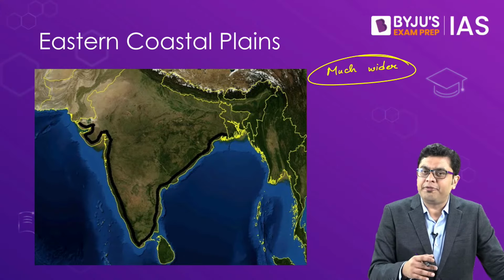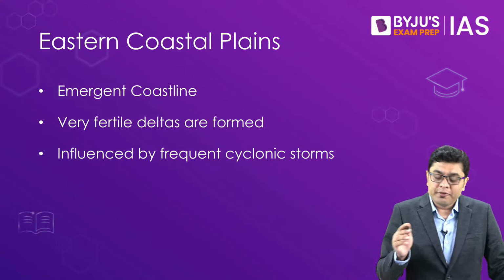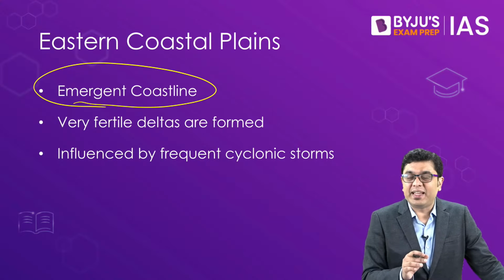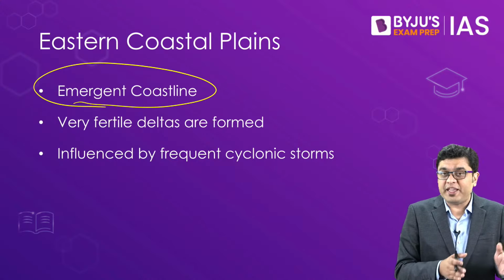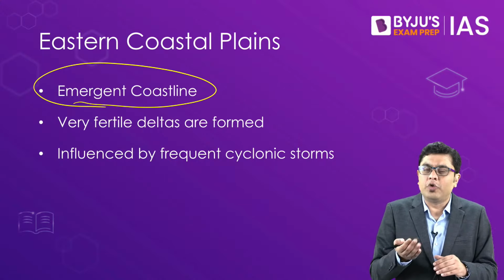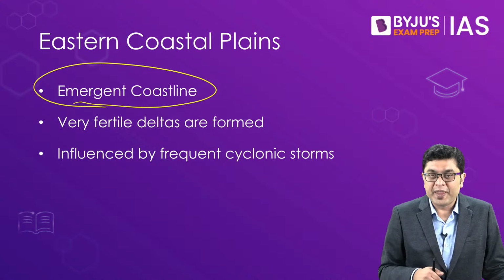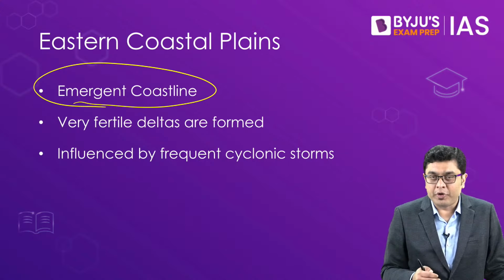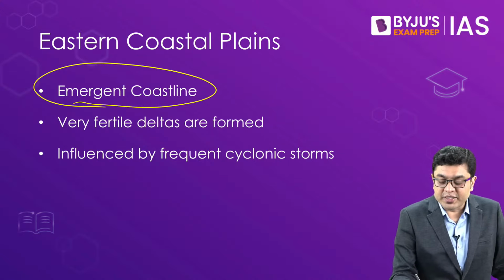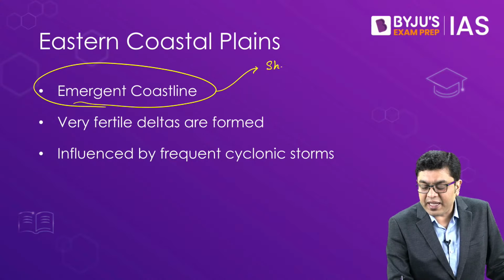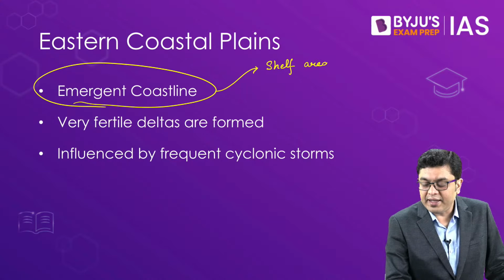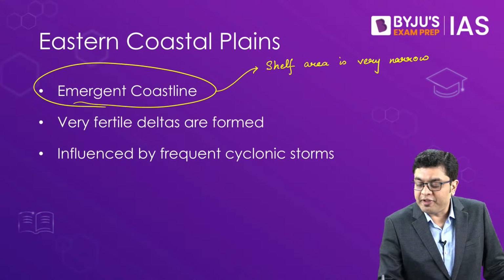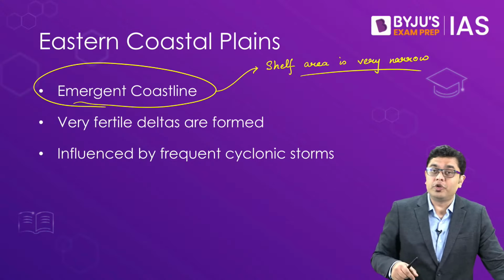Now, if you take a look at a few of the salient features of the eastern coastline, first of all, it is an emergent coastline. What does that mean? That basically means that unlike the case with the western coastline, here a significant part of the coastline has emerged out of water. At one stage, this portion was underwater and it emerged above water. So because of this being an emergent coastline, here we observe that the shelf area is very narrow as compared to the western coastline.